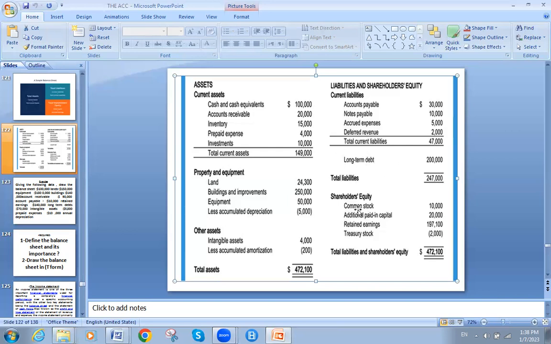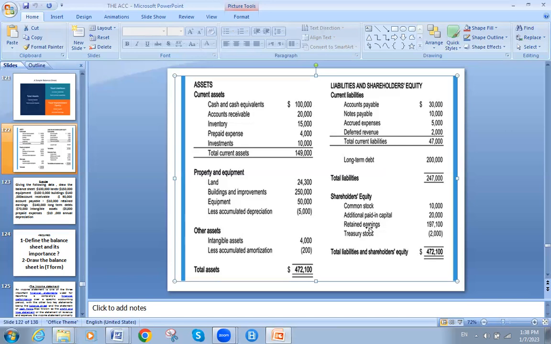Long-term debts, and here the common stocks. If we go to this, this is all the current liabilities. We have also long-term debt. This is a fixed liability because it's long-term. We have also the shareholders' equity, like the common stock, additional paid-in capital, and retained earnings.